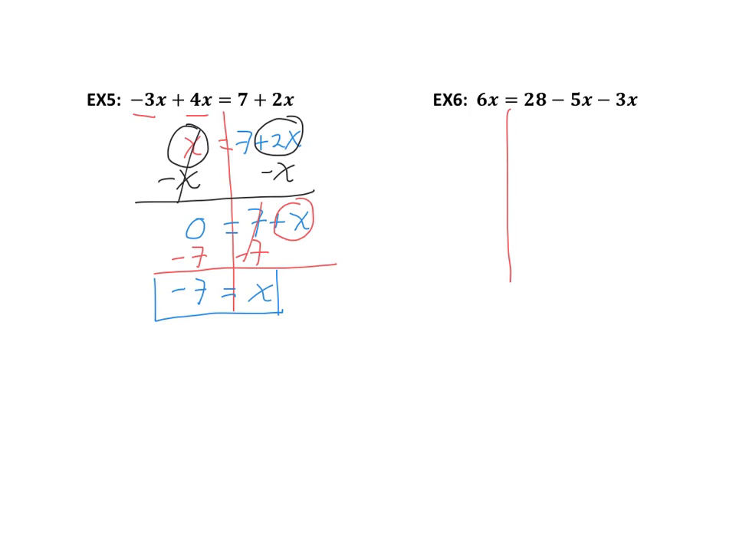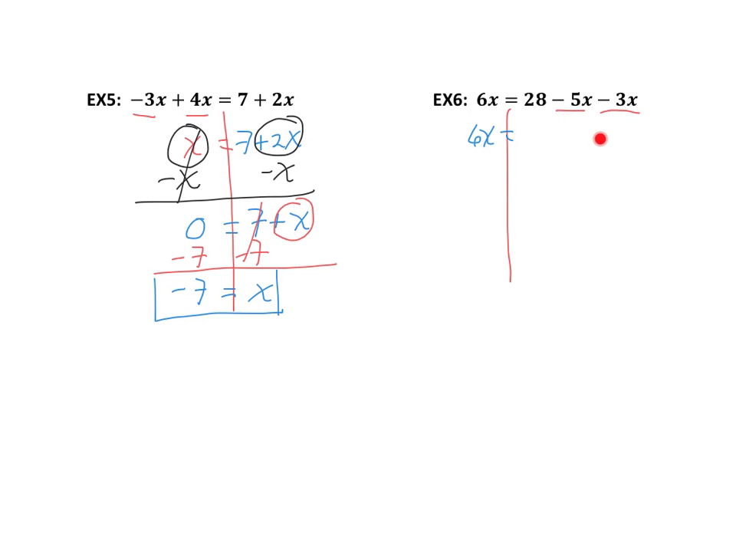Example 6. In example 6, we have the same situation. We have variables on both sides. But on this side, I don't have anything to simplify. So I can't do anything with the 6x, so I'm just going to bring it down and put in my equal sign. But I can do something with a negative 5x and the negative 3x. You've got to view them as negatives and not as subtraction signs.